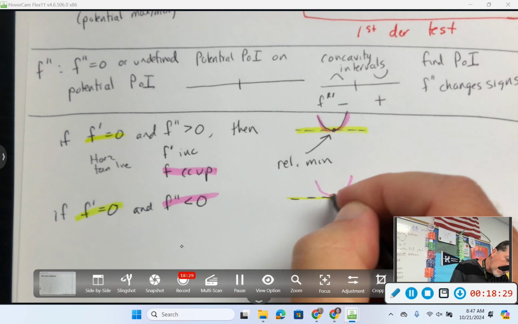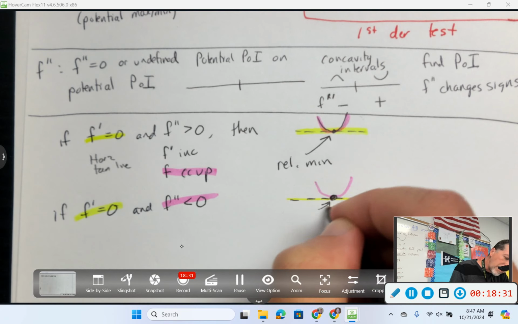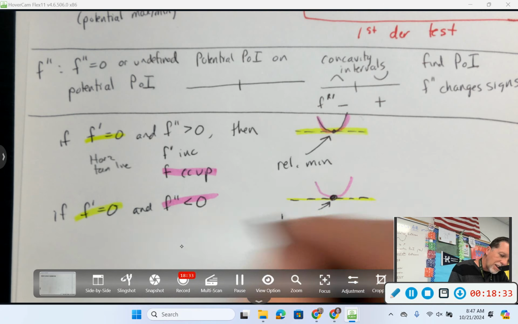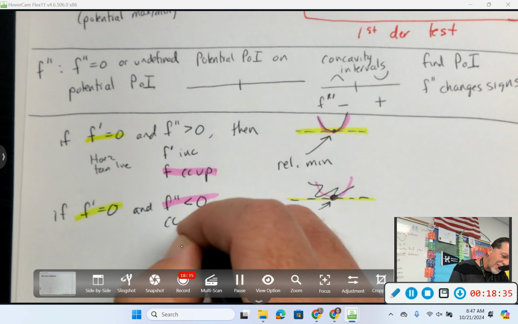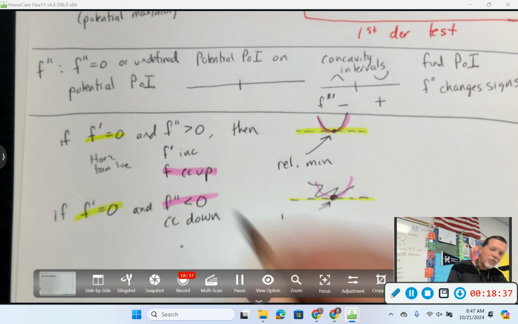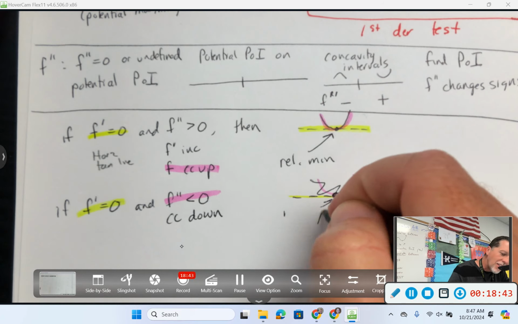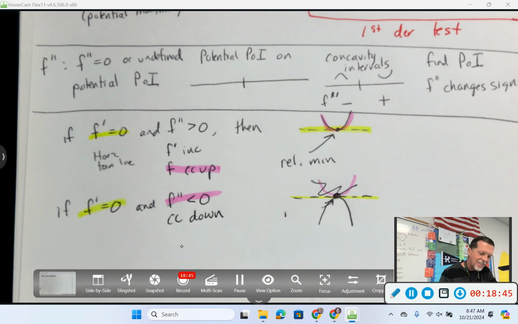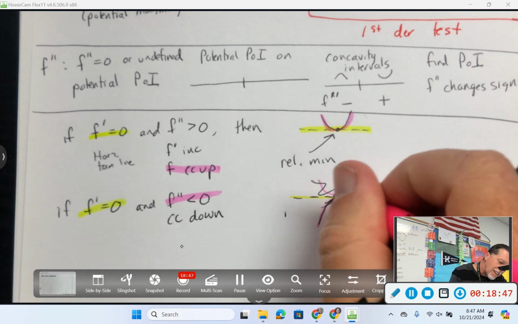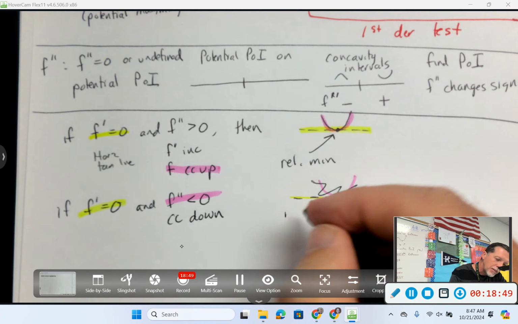Whoops, didn't make that perfect. Well, then we found us a relative. Whoops, I did that wrong. It's concave down. I was trying to go too fast. Show your work. Prevent mistakes. F double prime is negative. That means I'm concave down. That means it looks like that, which is a relative max.